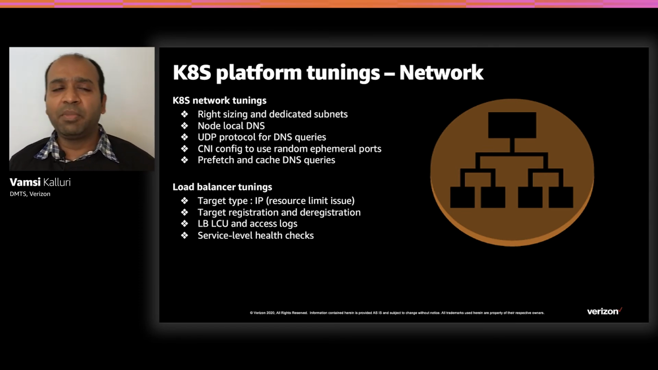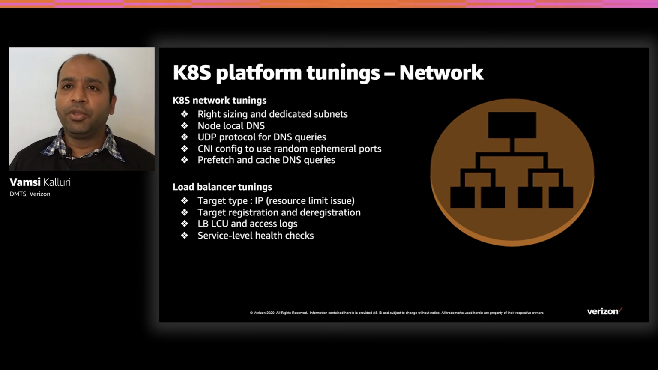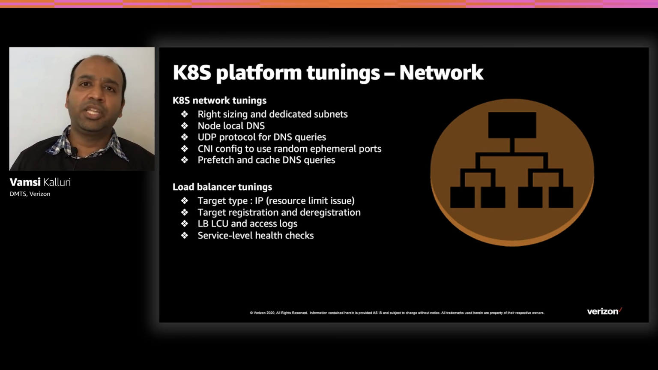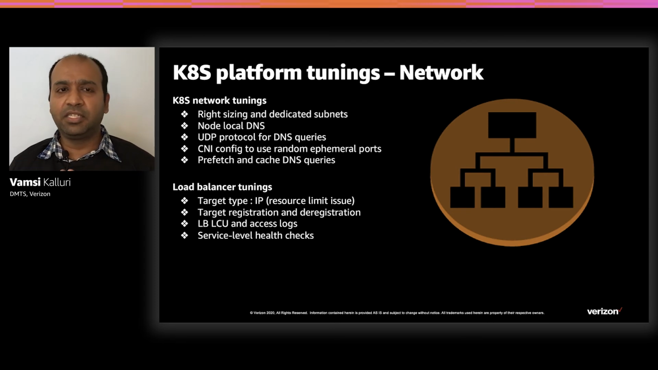Many other optimizations were done around DNS: we used node local DNS instead of CoreDNS for better distribution of DNS queries. We used UDP, the user datagram protocol, a connectionless protocol, for faster resolution of the naming queries instead of TCP. And we also prefetched and cached the queries based on our requirements.